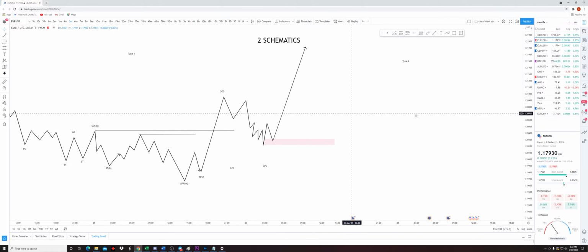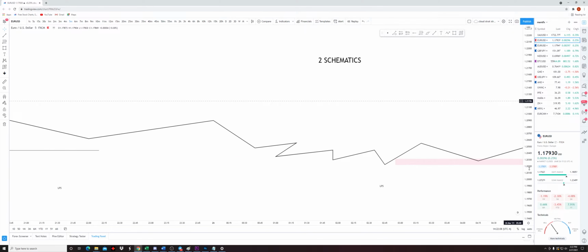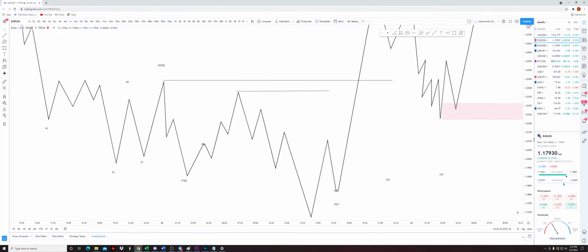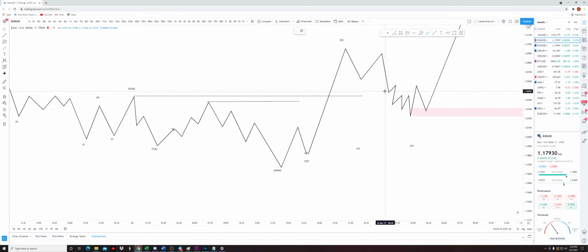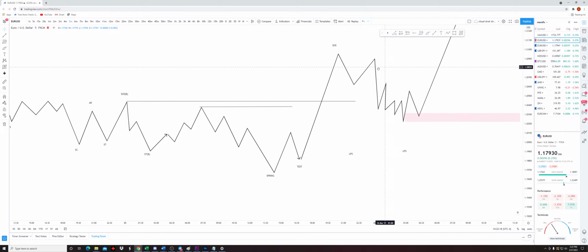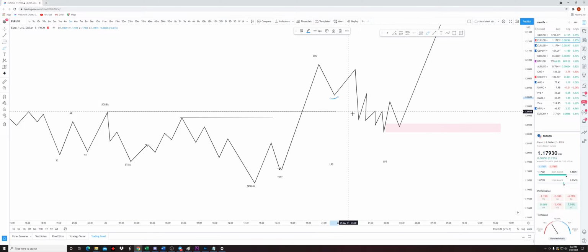Because again, remember, if we zoomed in on this right here, it's really ugly, sorry, but this whole thing right here is a schematic, right? PS, selling climax, AR, ST, STB, or in our case, let's just do this to make it more understandable. Here we go. PS, selling climax, AR, ST, STB, spring, type 1 schematic, sign of strength, test, continuations, okay? That's what a markup can look like after.